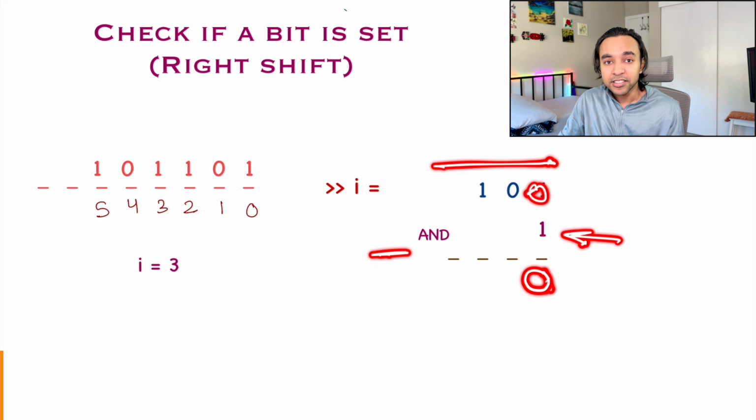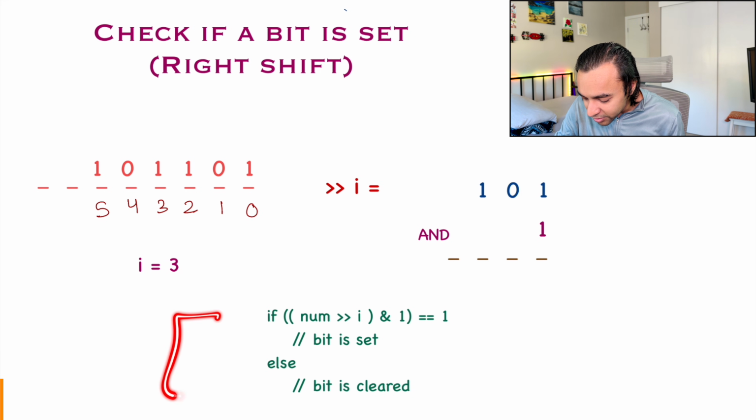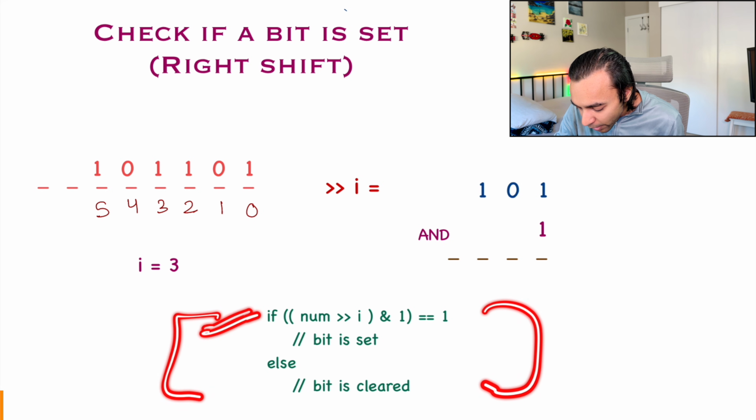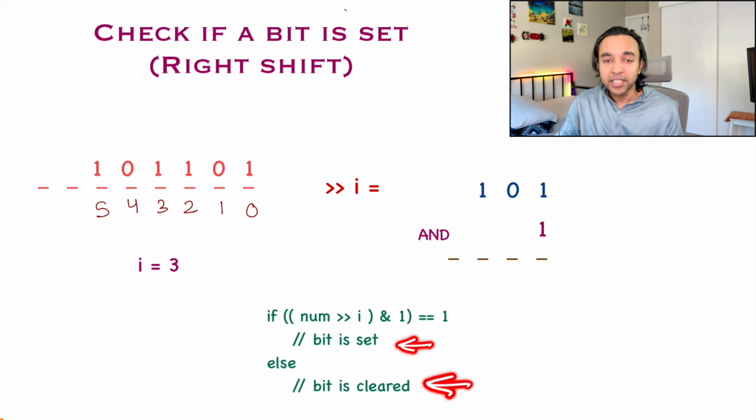That means the bit was unset. So the code for this particular part will be very, very small. Basically, you're saying that if my number right shifted by i and then you do a logical AND with 1 is 1, then your bit is set. Otherwise, your bit is cleared. Sounds perfect. Now we have solved the two most important components that were required to find an efficient solution.